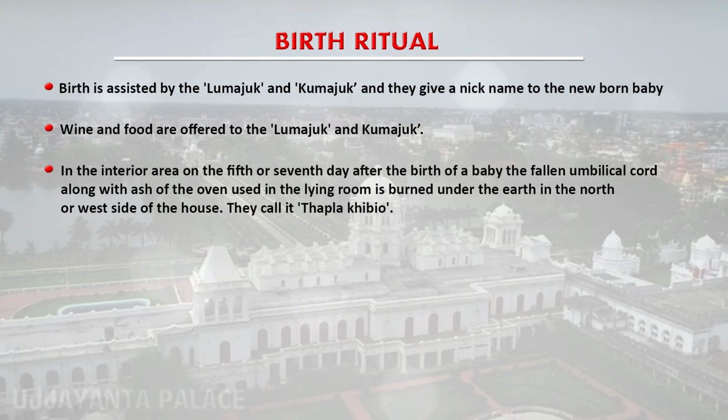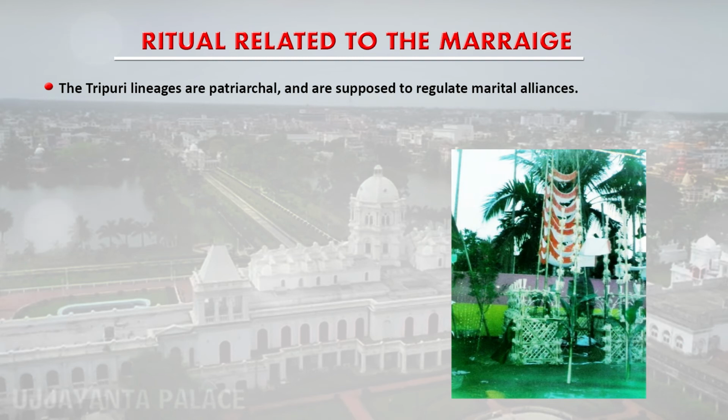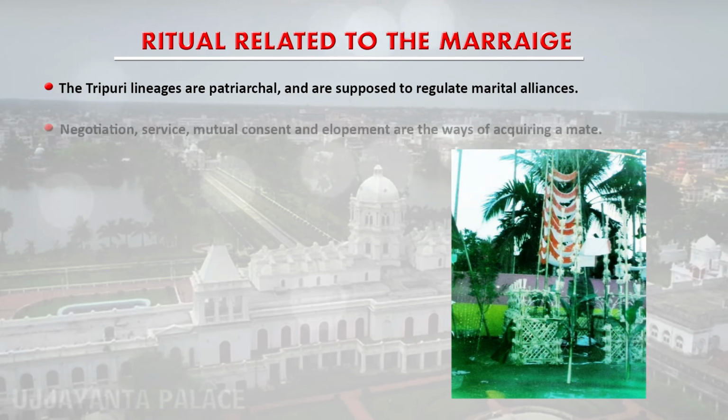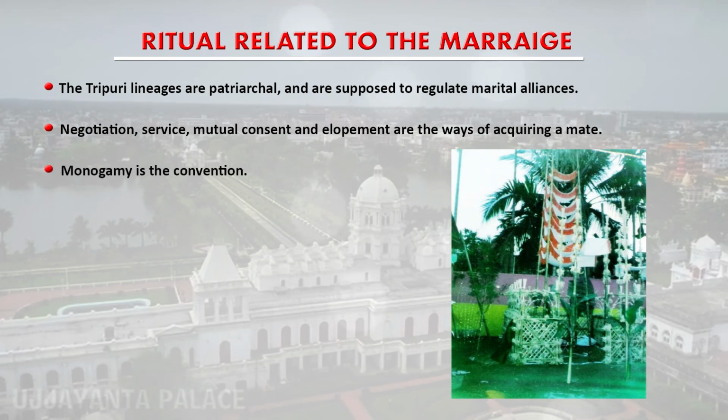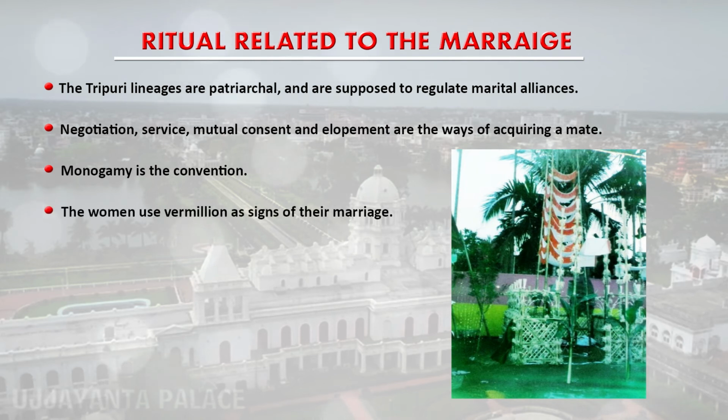So this is how the birth ritual is observed among the Tripuri community. Related to the marriage ritual, the Tripuri lineage is basically patriarchal and is regulated by marital alliance, negotiations and service, mutual consent, and elopements. Monogamy is the convention, and women traditionally used vermilion as a sign of their marriage, but people who adopted Christianity and other faiths do not apply it, though traditionally many women did.